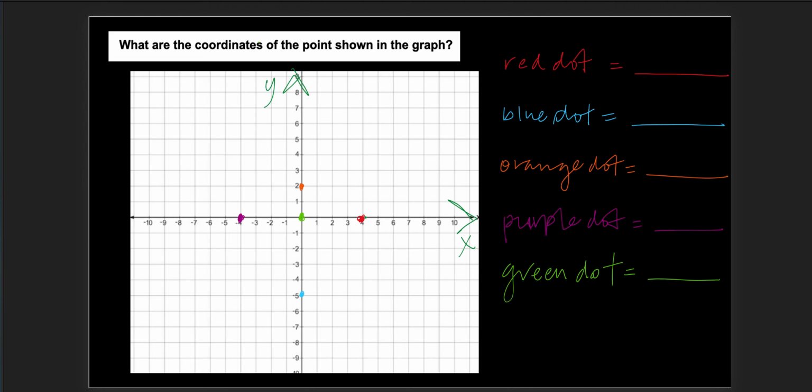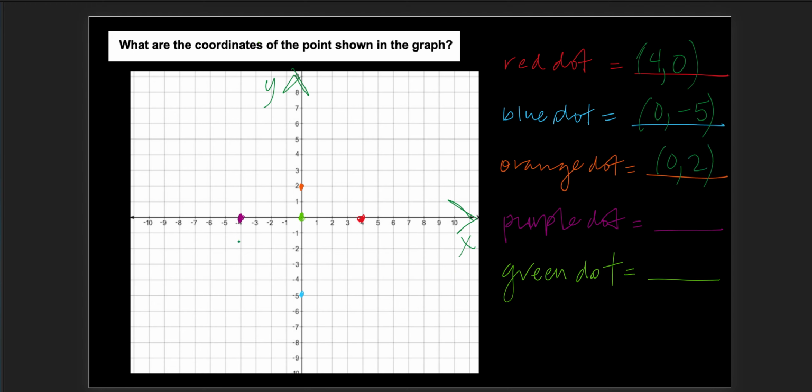So we're 4 units over on the x-axis, so our x is 4. And we're right on the x-axis, so the y is 0. And the blue is down here, right in the middle for the x-axis, so that's 0. Then it's down 5 units for the y, so that's -5 for the y. For the orange, it's 0 for the x, and up 2 units for the y. So it'd be (0, 2).